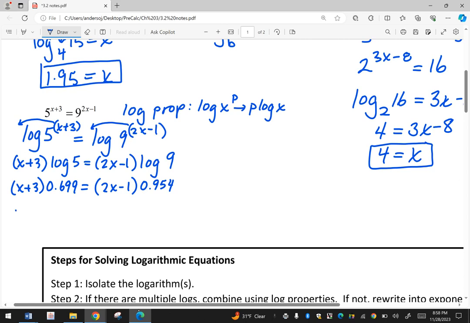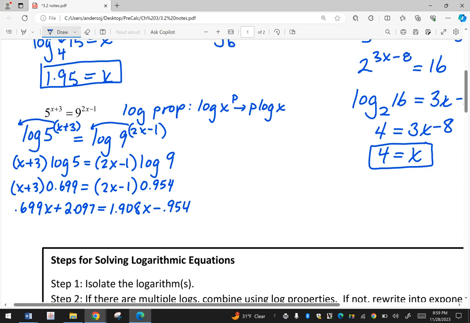and I'll get 0.699x plus 2.097, and I'll distribute on this side 0.954 times 2, and I will get 1.908x minus 0.954. And again, now I just have a multi-step equation that I can finish solving.